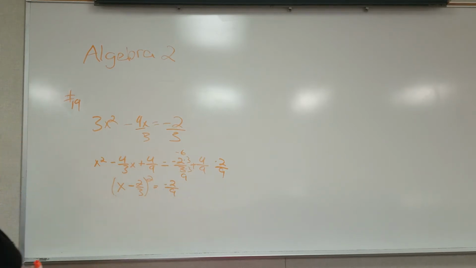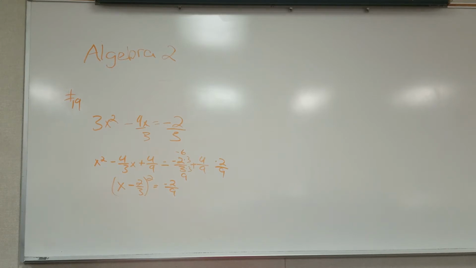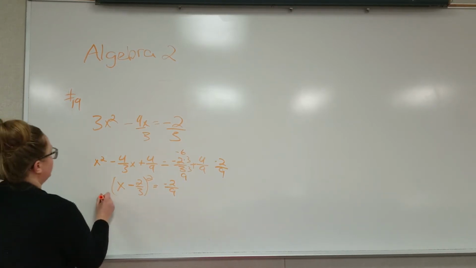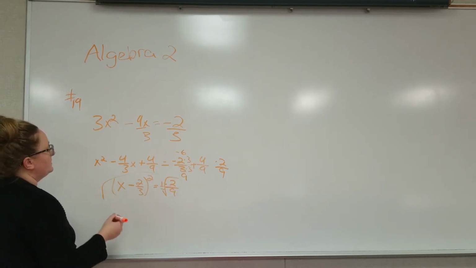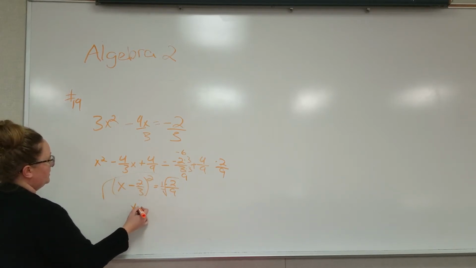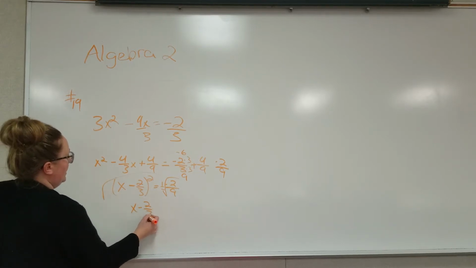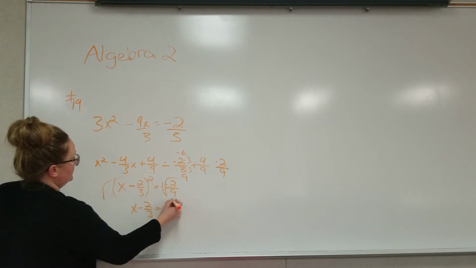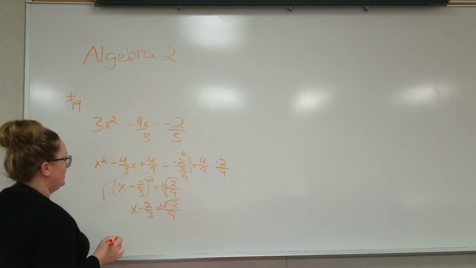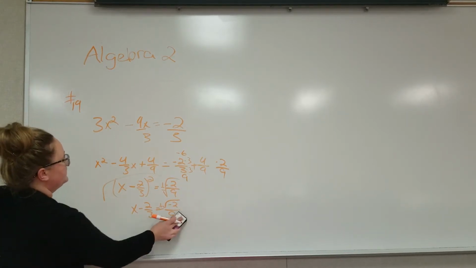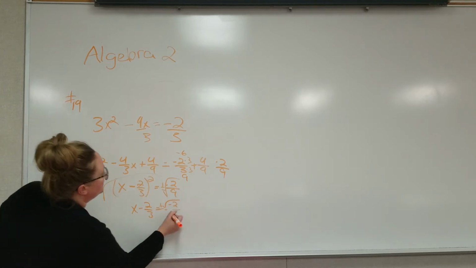All right, and then the whole point of this is now you could use the square root method. So we're going to square root both sides. This side's going to be plus or minus. So the square root of x minus 2 over 3 squared is x minus 2 over 3. And the square root of negative 2 does not exist as a real number, but the square root of 9 is 3. All right, I wrote 9. Square root of 9 is 3.